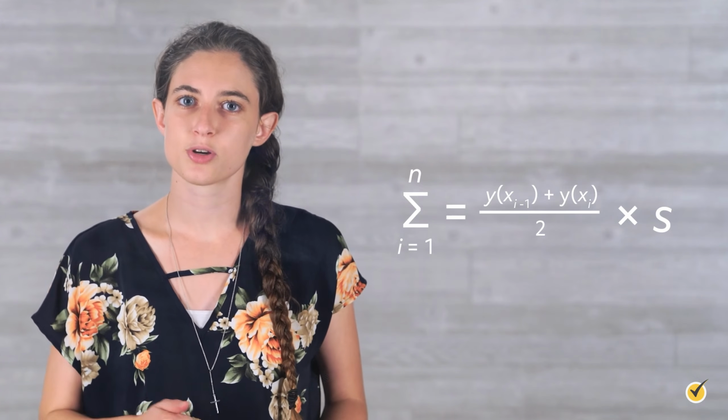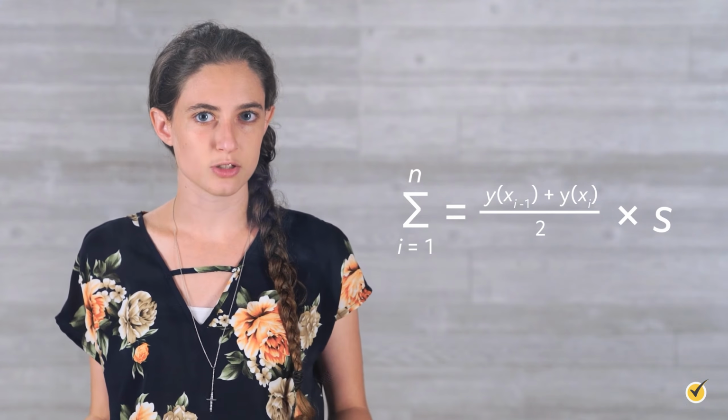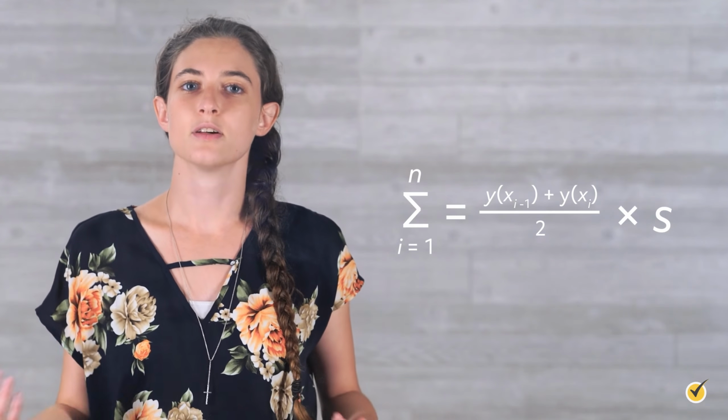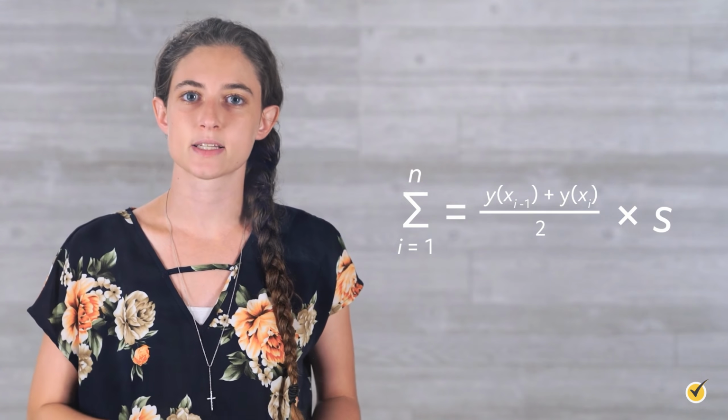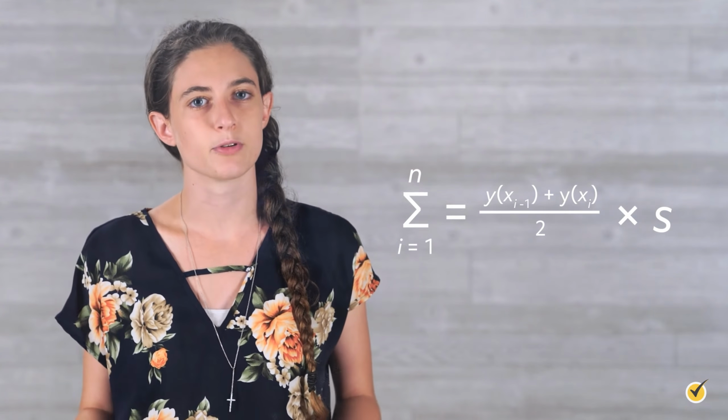In this formula, the subscripts simply denote which x values are being dealt with, and these change from trapezoid to trapezoid along the way. The leftmost point of the domain is denoted by x sub 0, and the rightmost point is denoted by x sub n, where n is the number of trapezoids. Let's do one more example.